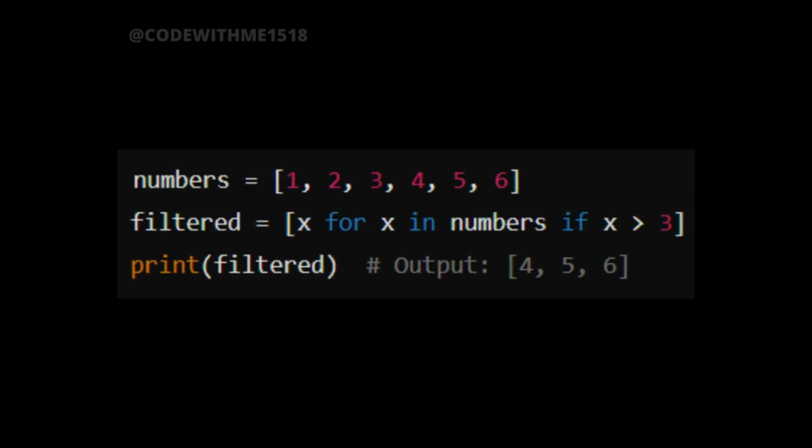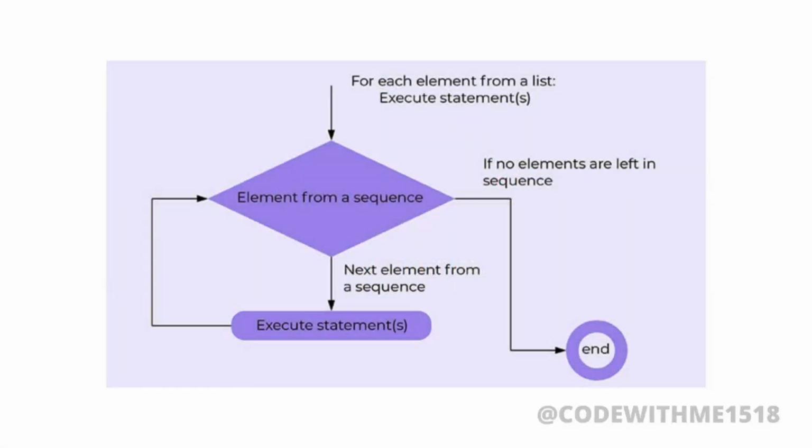Remember, the goal is to write clean and efficient code. If a comprehension makes your code clearer and more concise, use it. If it complicates your code, opt for traditional loops.